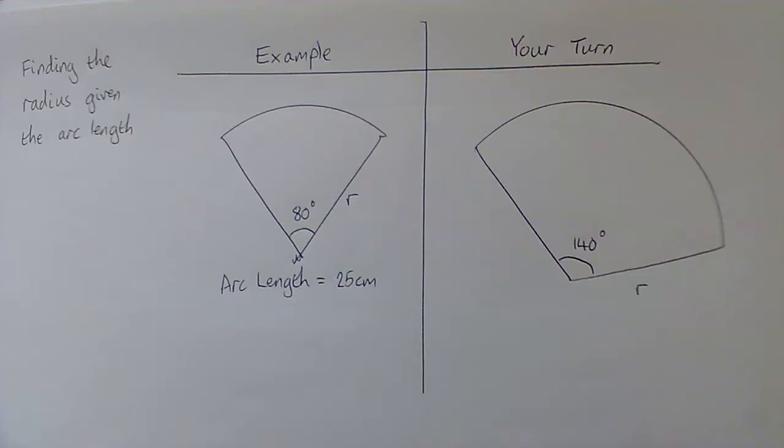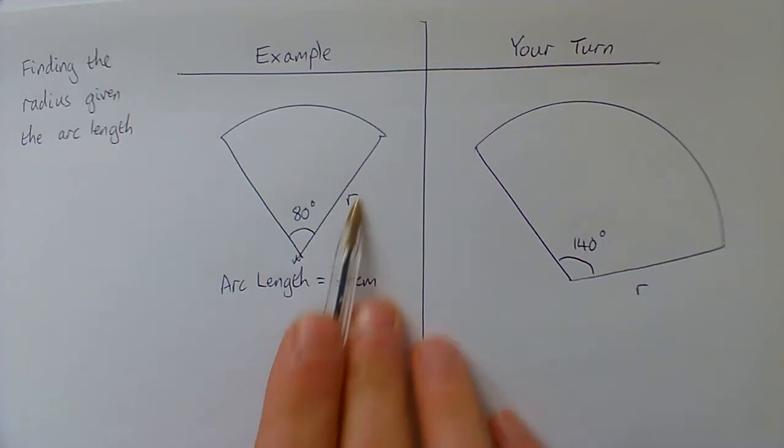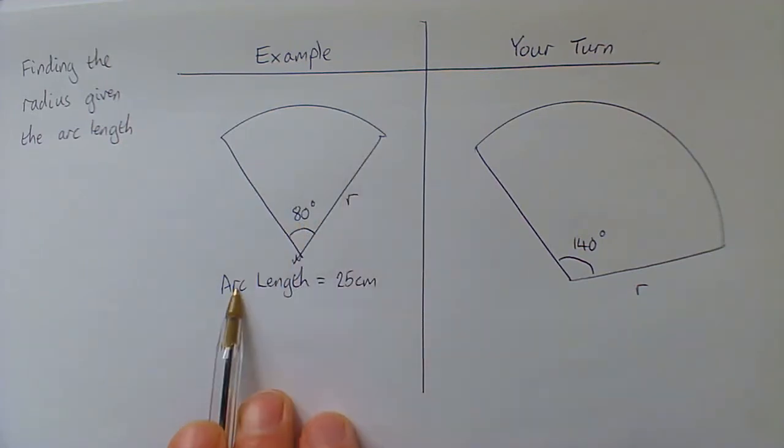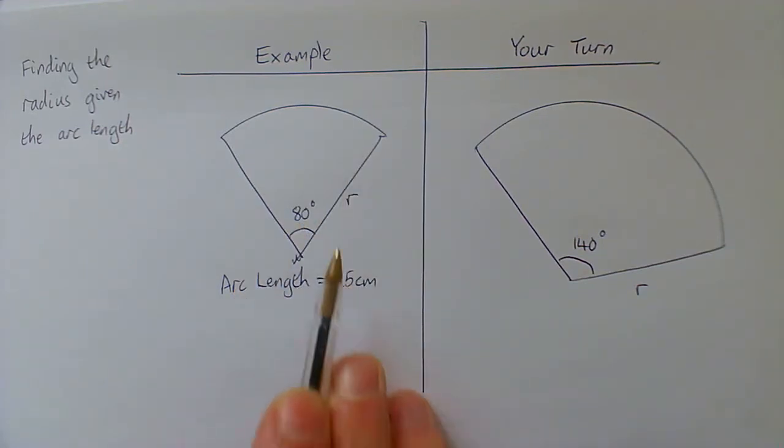So in task 1, we spent a lot of time reversing our circle area and circumference formulae. Now we're going to reverse two other formulae, the ones that we learned last week: the arc length formula and the sector area formula. So here you can see that we've got a sector, we've been given an angle, and we've been given the arc length of that sector, but not the radius.